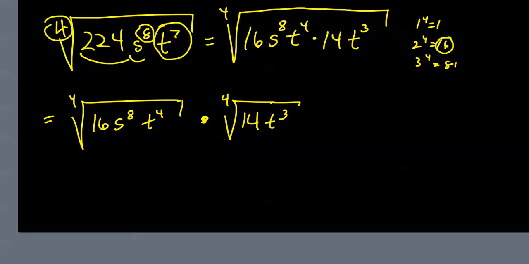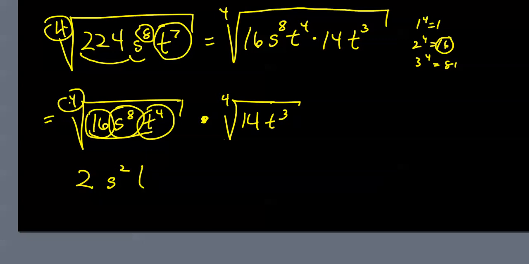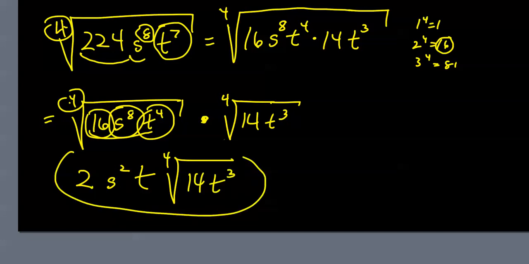Alright, I'll go through here and take the fourth root of each of these perfect fourth powers. The fourth root of 16 is 2. The fourth root of s to the 8th is s squared. The fourth root of t to the 4th, that's just t, right? So I'll get 2s squared t times the fourth root of 14t cubed. And that's my final answer. I've completely simplified as much as I can. I got everything out from under that root sign that I could.